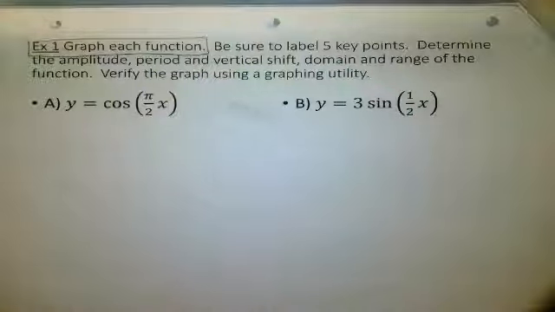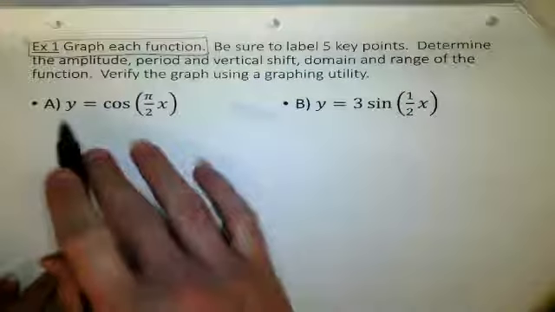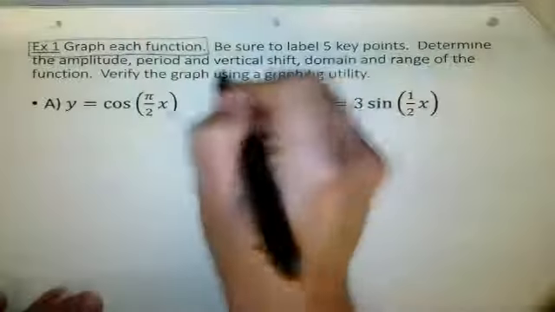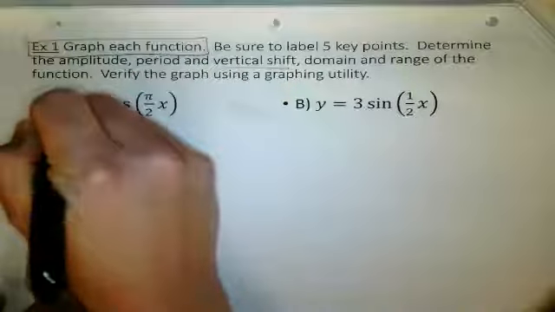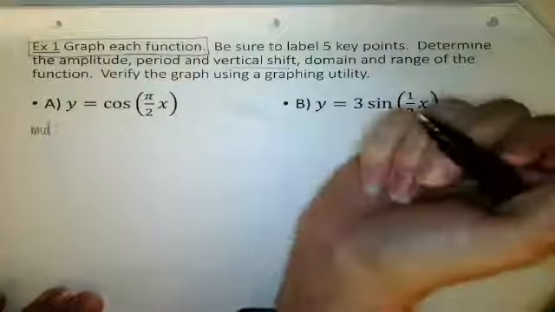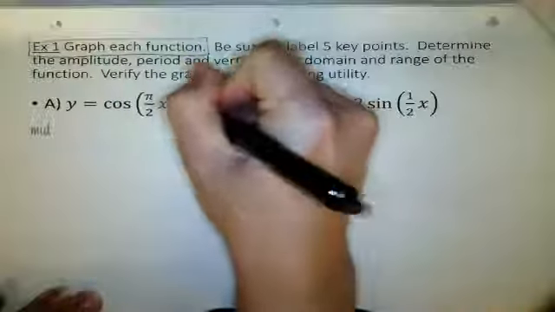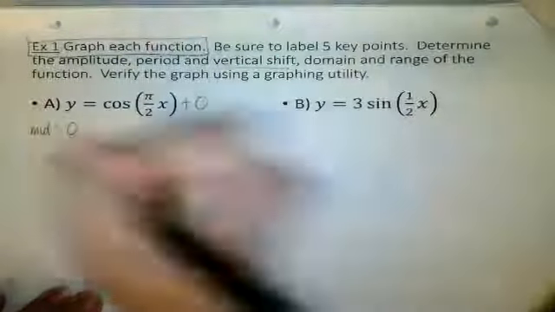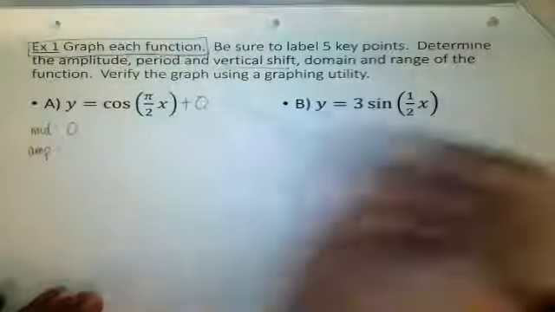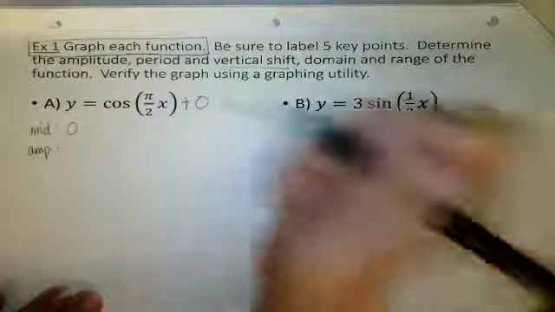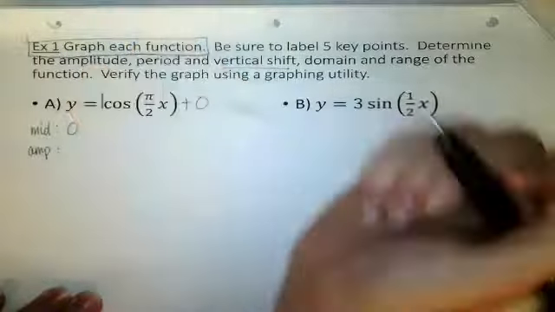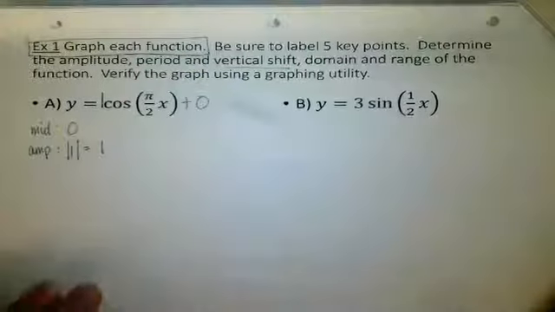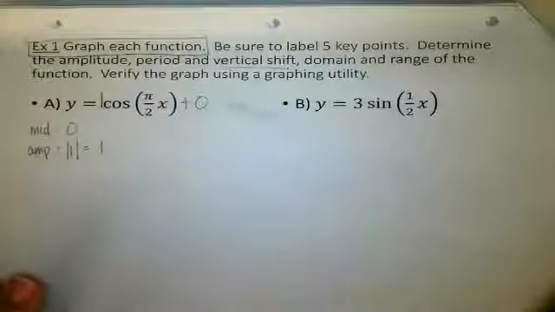All right. So the first one here, we're graphing the cosine curve. And I'm going to start with the vertical shift or midline. What is our midline? 0. Midline came from what was ever added or subtracted on the outside here. So our midline is 0. What is our amplitude? 1. There is a 1 in front. That's the amplitude. So the amplitude is the absolute value of 1, which is 1.